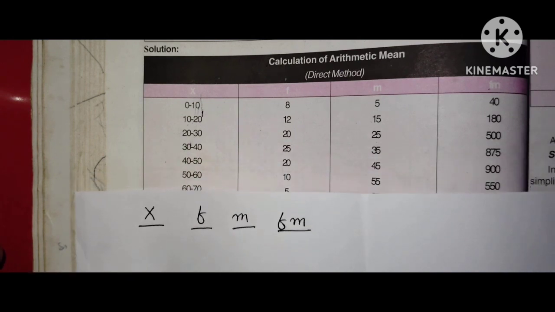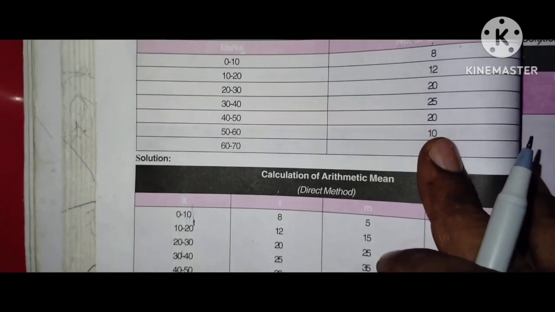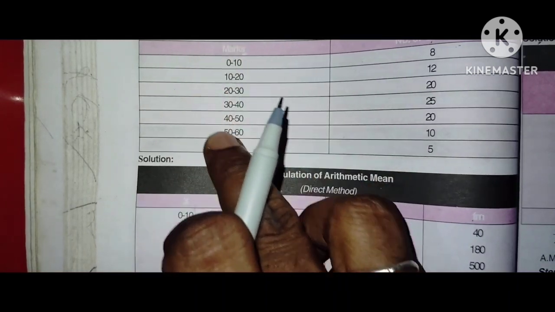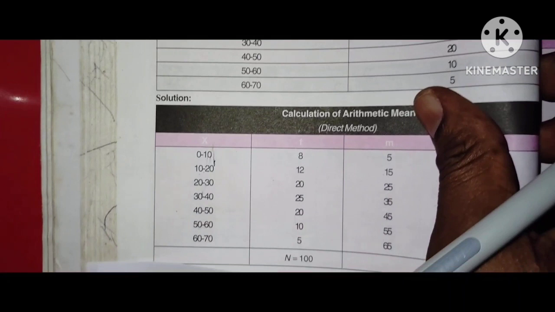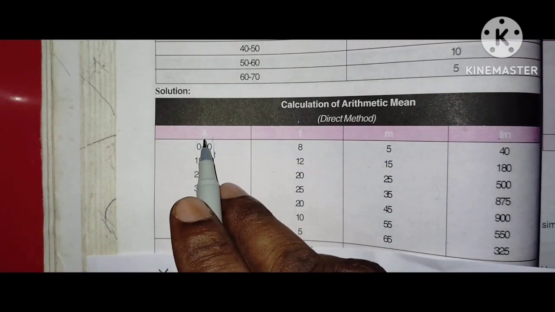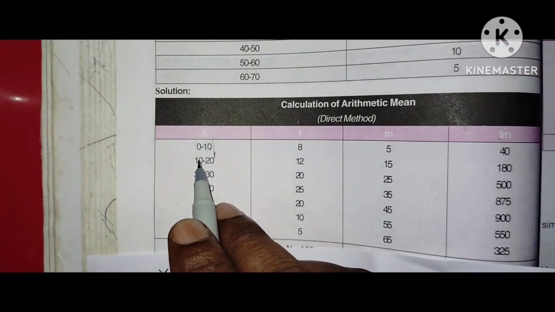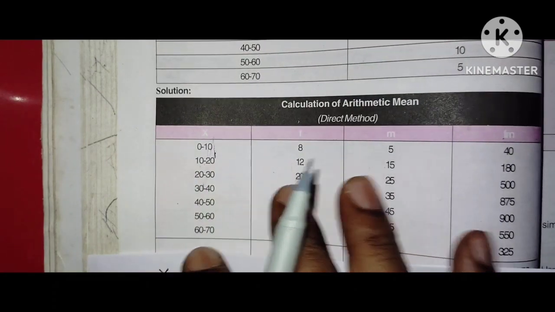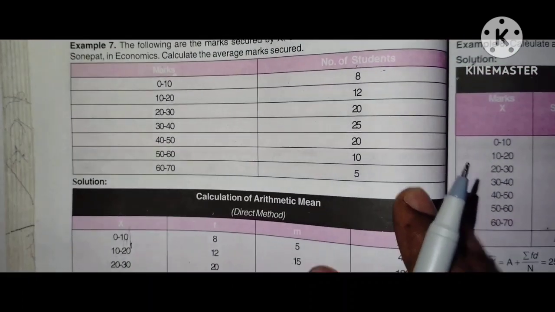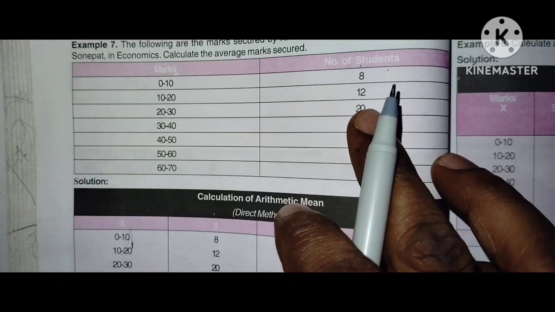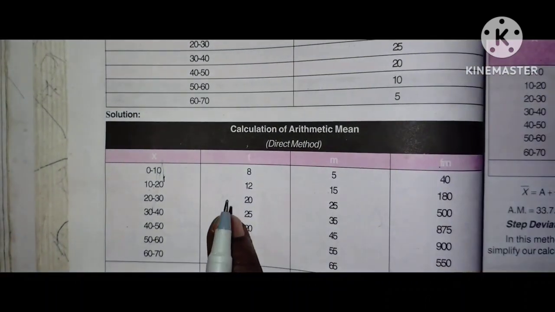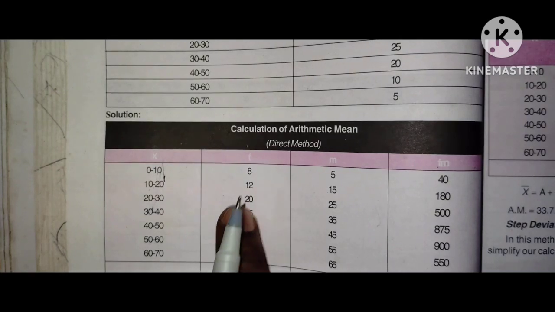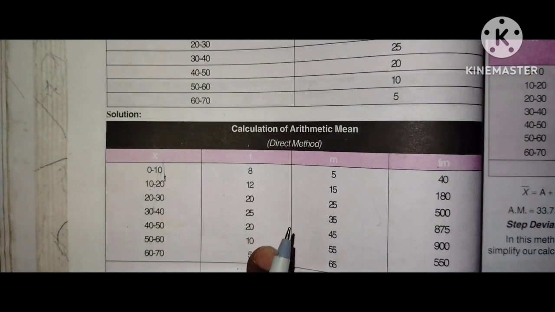Let's see here. In the question, see first the given marks, that is the class interval. The same you have to write here again in the solution. First column you give the name x, then 0 to 10, 10 to 20, like this you have to write. After this, in the question you see the number of students given, that is frequency. So this frequency you have to write again in the second column in the solution: 8, 12, 20, 25, 20, 10, 5.